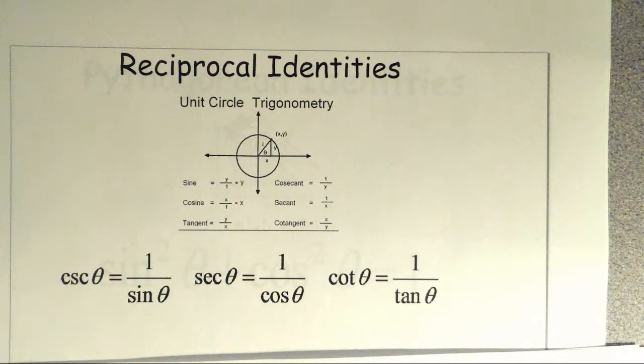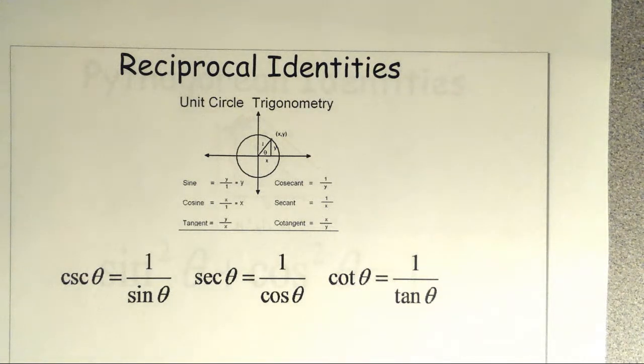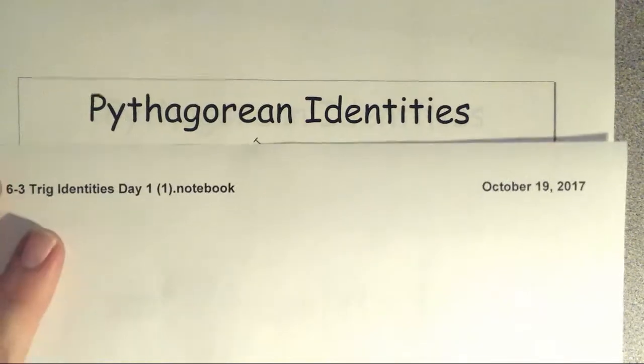So the reciprocal identity for cosecant is 1 over sine theta. Secant is 1 over cosine theta. And for cotangent, I'm going to have 1 over tangent theta. The last three that we went over are all called Pythagorean identities.